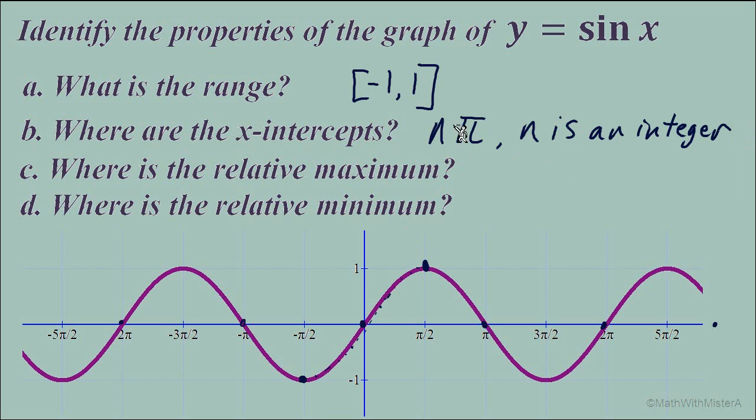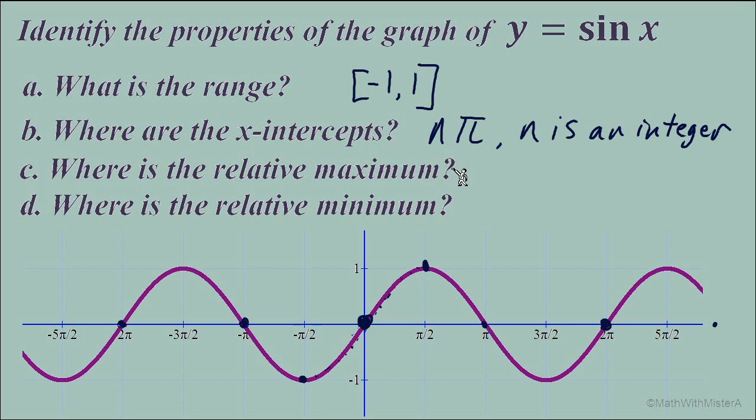N can equal 0. 0 times pi is our x-intercept right here. If n equals -1, then we're at this intercept at -pi. If n equals -2, then we're at this intercept at -2 pi. If n equals +2, we're at this intercept at +2 pi, and so on.